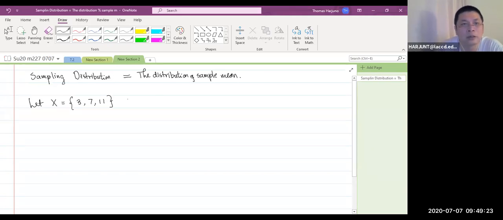In reality, it doesn't have to be equally likely. But I use this as an example to explain what our textbook and this sampling distribution are all about. So basically the probability of getting a 3 is the same as the probability of getting a 7, which equals the probability of getting 11.